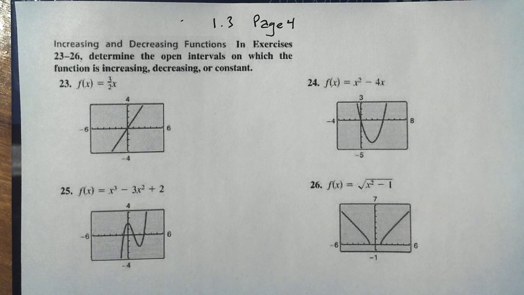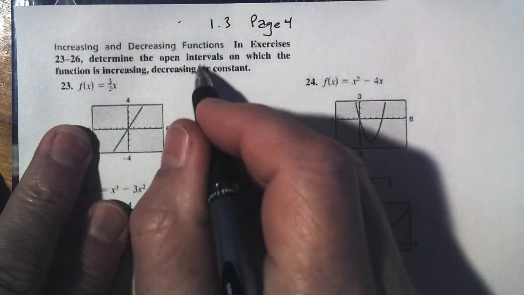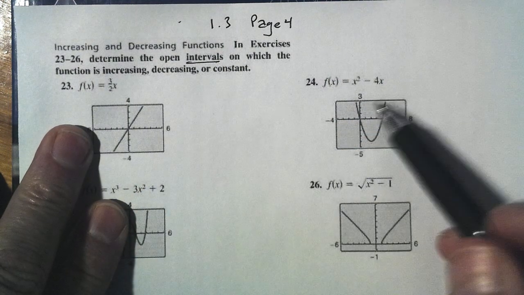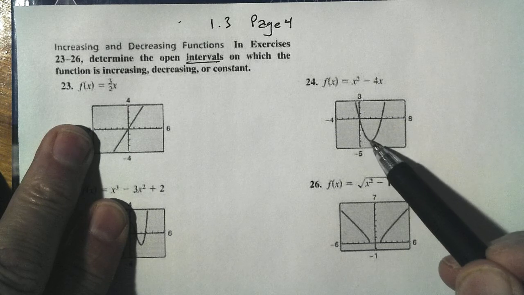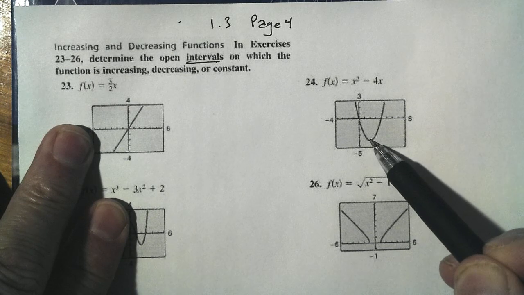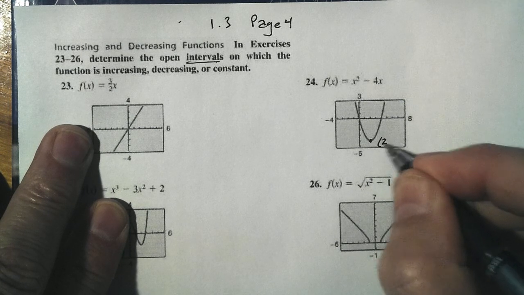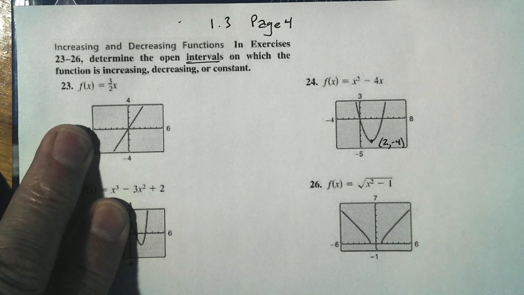Okay, welcome to 1.3, page 4. We're going to get right into this. Determine the open intervals on which the function is increasing, decreasing, or constant. So clearly our function here on 24 is decreasing until here. And it's a later study for us, but it would not be too hard to convince you that that must be the point 2, negative 4. But at this point, I'm not interested in going through that.